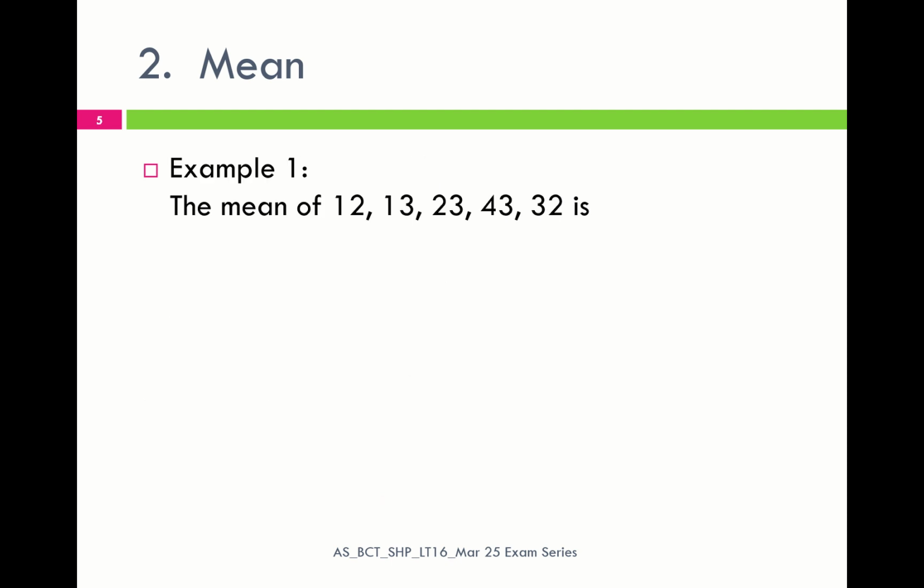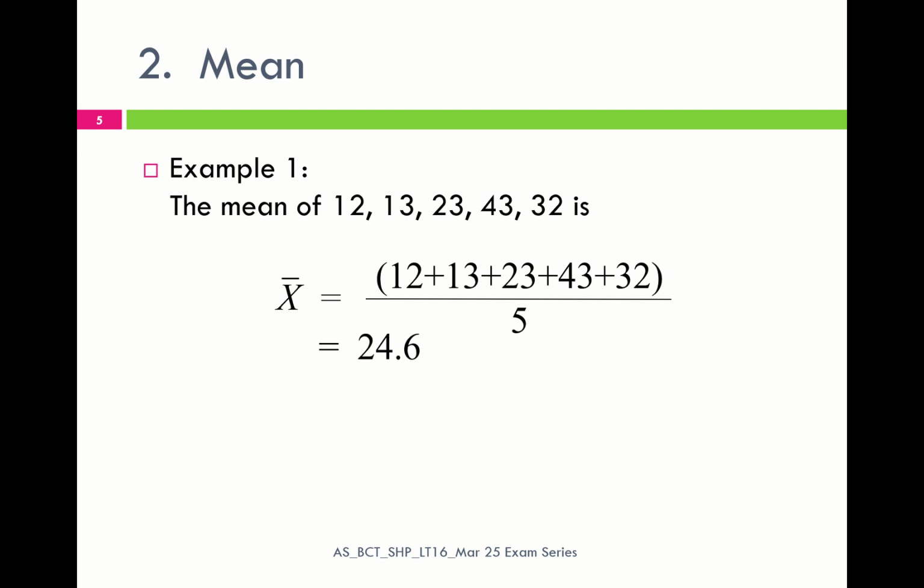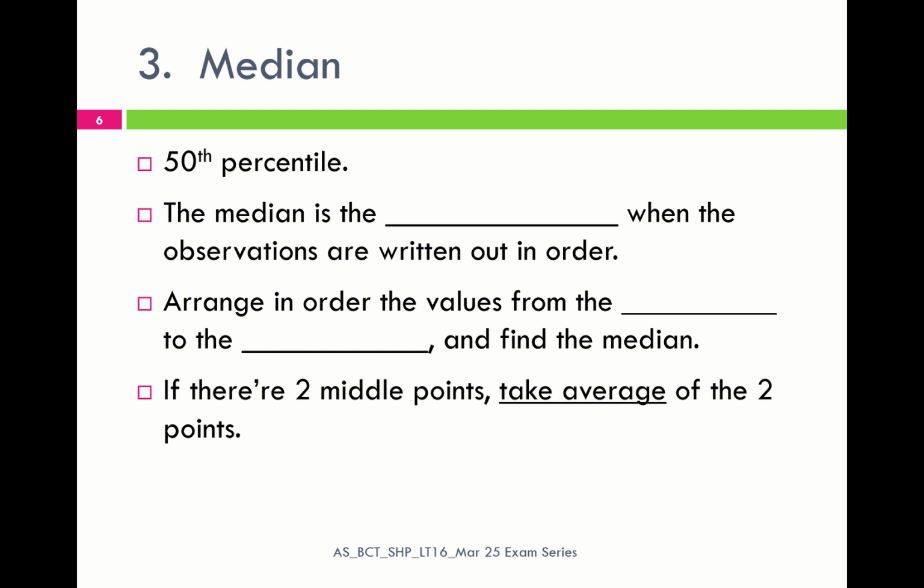Let's go through this example. Not difficult, right? Just add them together and divide by the number of data, which is 5, and you get your average. Not difficult. The next one is called median. It's the 50th percentile, which means it's still in the center.